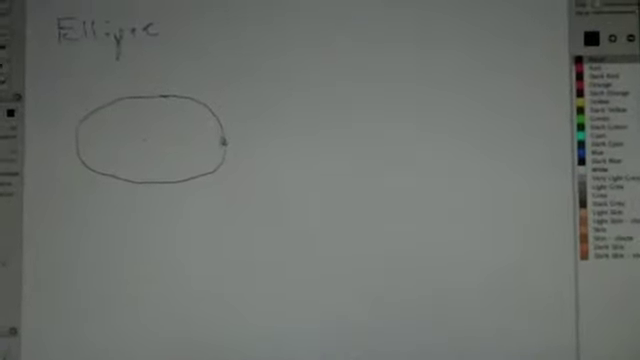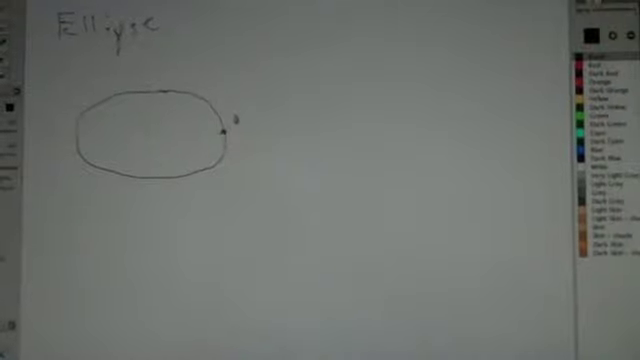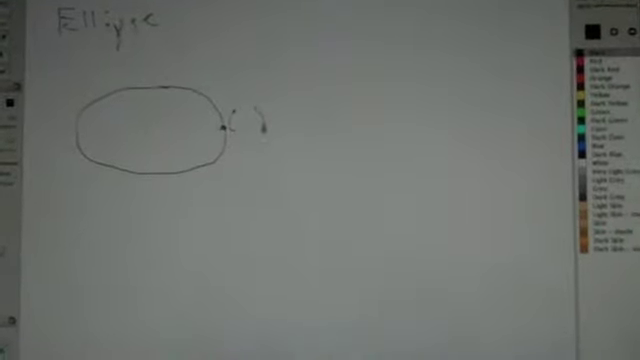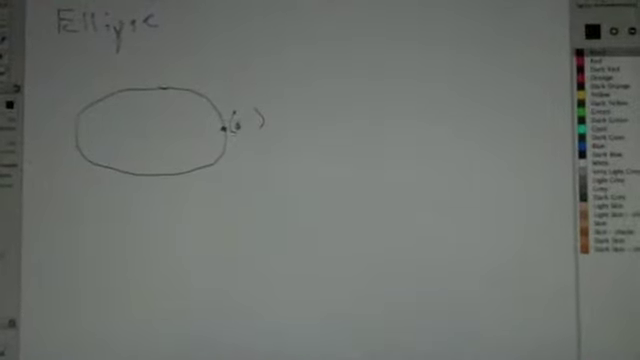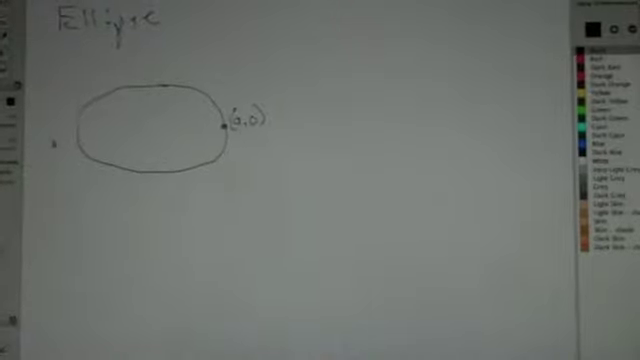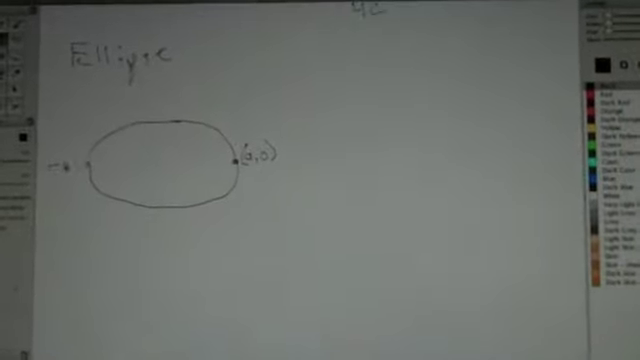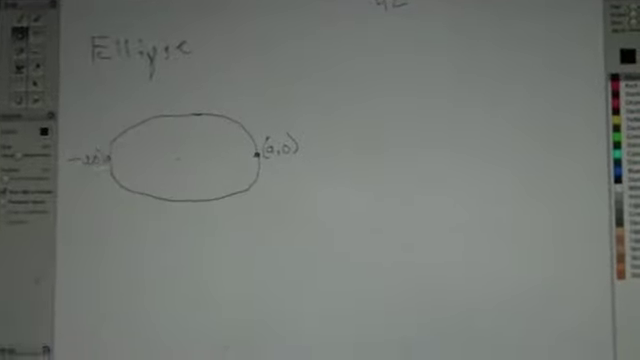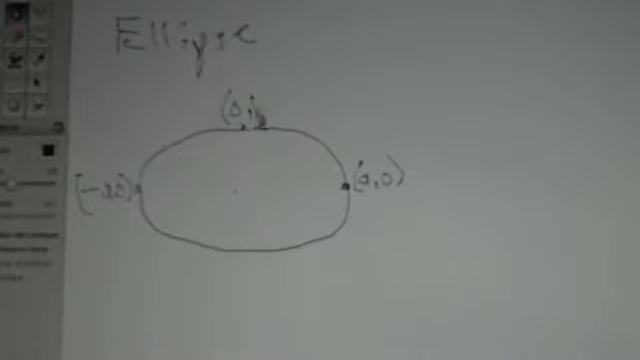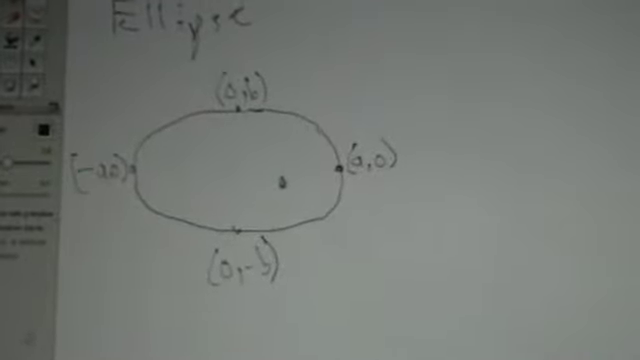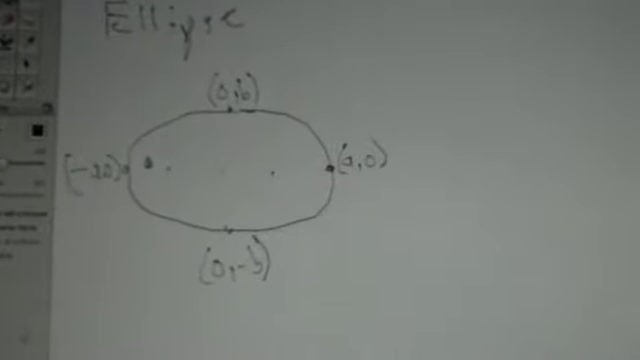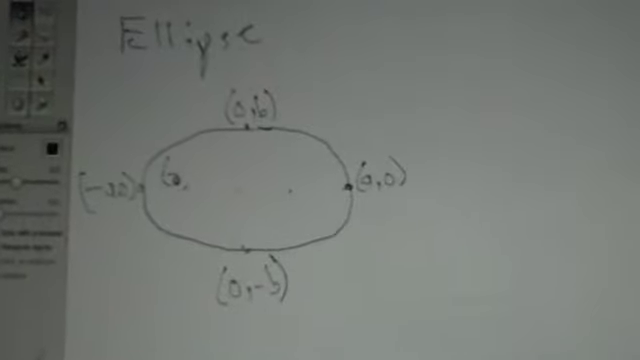Which makes this point, you tell me? Nope, that's a vertex. There we go. A, 0. Negative A, 0. This point? 0, B. A co-vertex. And the other co-vertex is 0, negative B. And now we need two foci. One right there and one right there. Which would be? Yeah, C. So this one's negative C.